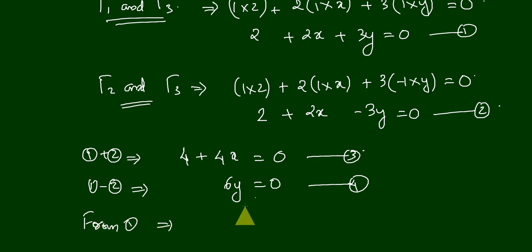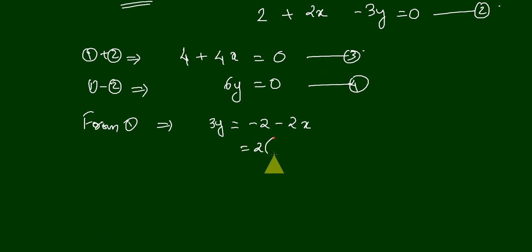I can write 3y is equal to minus 2 minus 2x, right? Or I can write like 2 into minus 1 minus x. Therefore, y is equal to 2 by 3 into minus 1 minus x, right? So I am going to write this as equation number 5, and now I am going to substitute the value of y in equation number 4, okay, here.